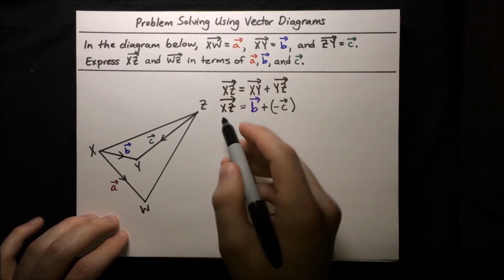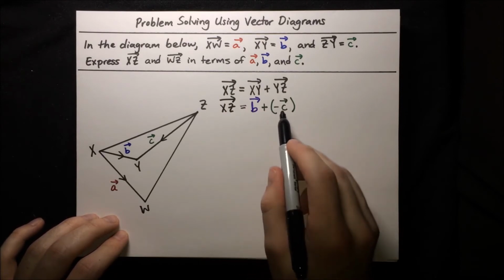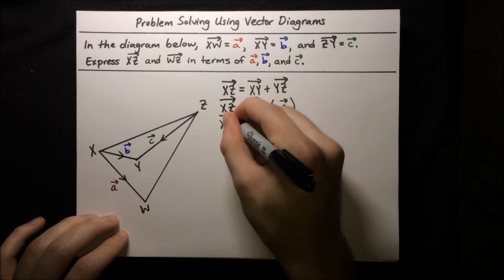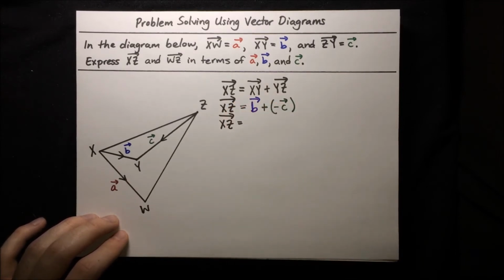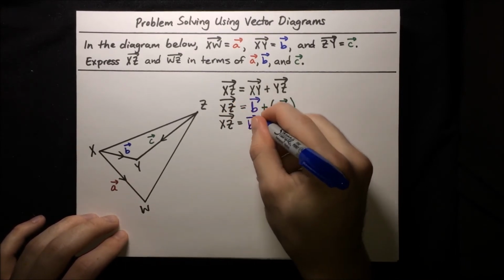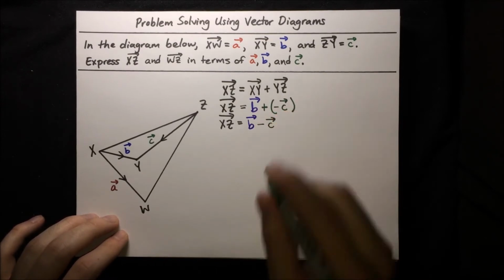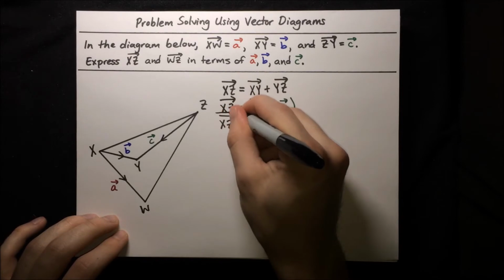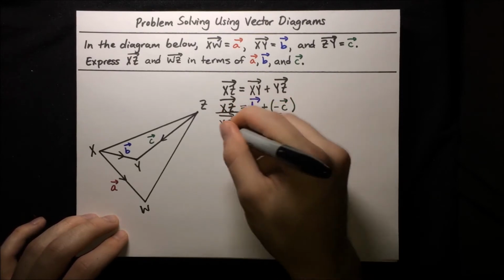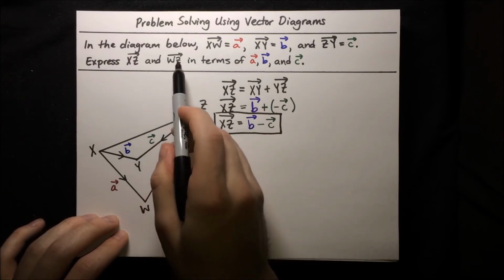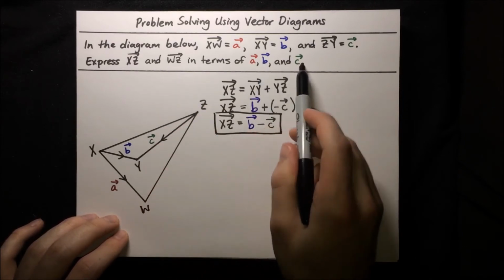So we're pretty much there. We have xz in terms of b and c, and let's just clean that up a bit. So xz is equal to vector b minus vector c. And there we go, we've got xz. Great, so we're about halfway there. Now we just have to solve for the other vector, wz, in terms of vectors a, b, and c.